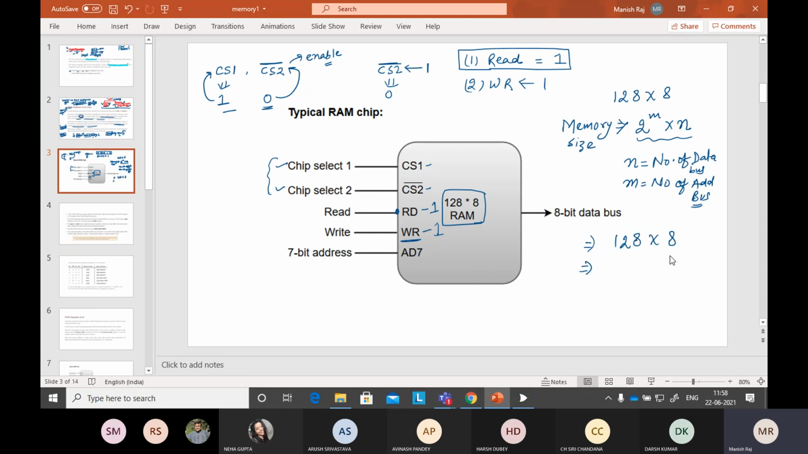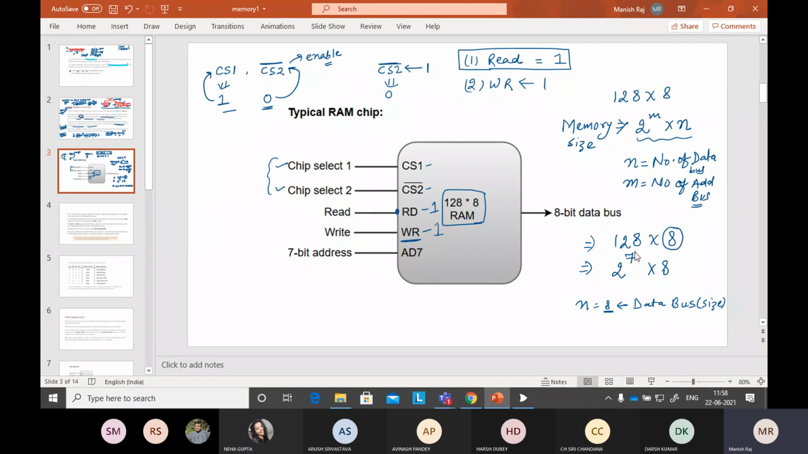So what is the size of the data bus? n is equal to 8, so the size of the data bus is 8. Now, 2 to the power how much should there be? 2 to the power 7. Very good, so you can write 7.